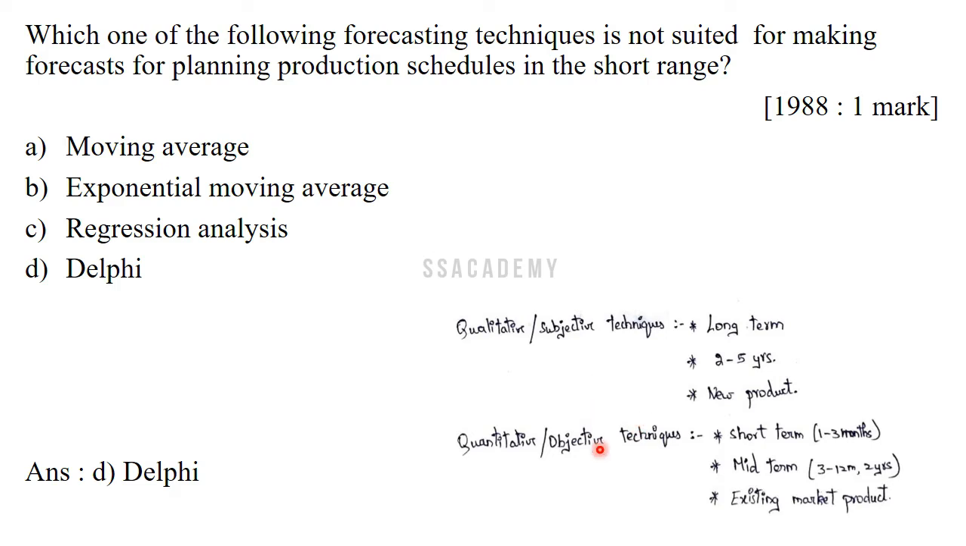From this it is clear that qualitative subjective techniques are generally used for the long term. So what are the qualitative subjective techniques? We know the judgmental techniques. What are those judgmental techniques? We know the 4 techniques: opinion survey, market trial, market research, and Delphi technique, which we studied in the previous question. As you can see, D is the only odd one out of these four. So D is the answer, Delphi.